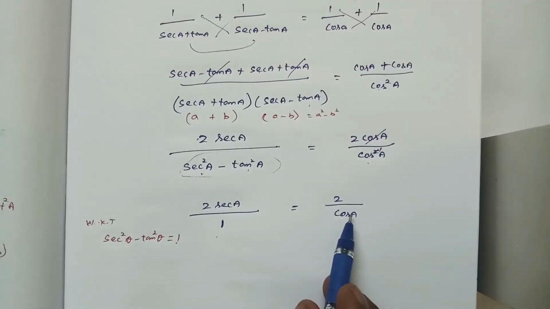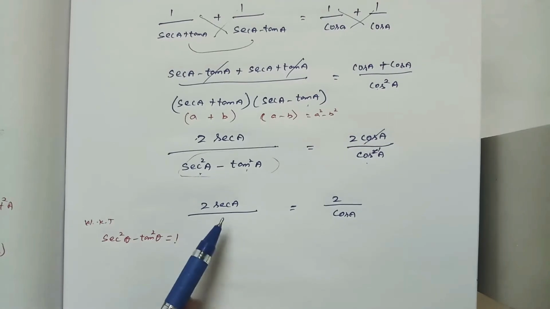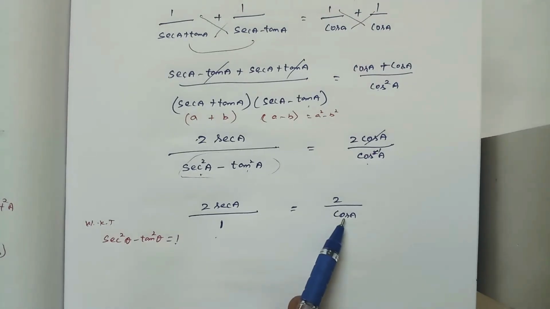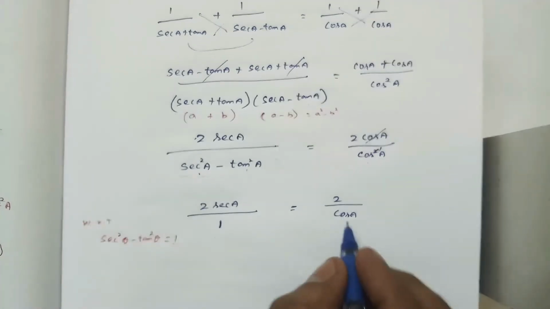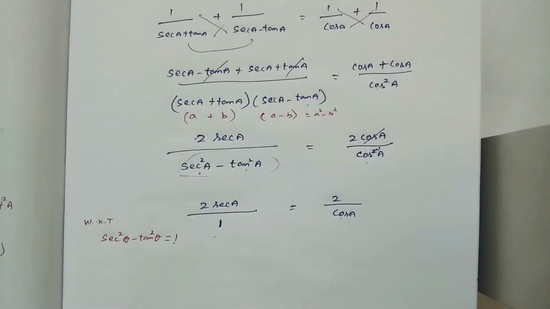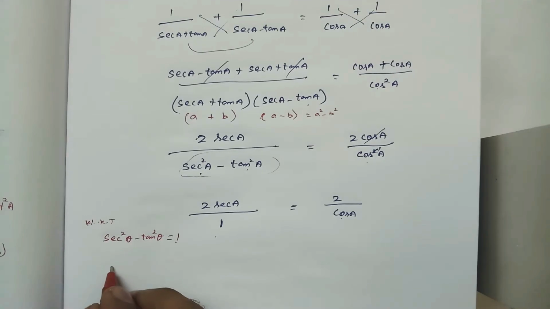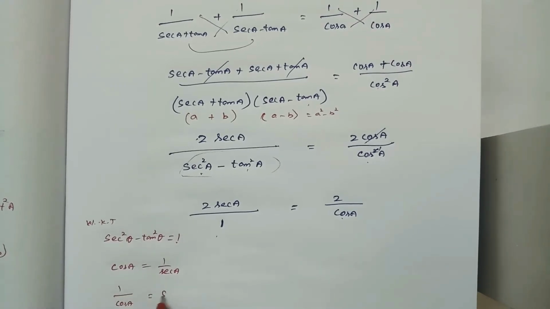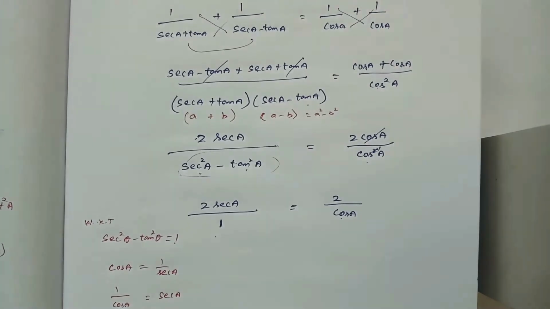LHS is equal to RHS is what we want to get. Shall I convert this cosec in terms of cos a, or you can convert this cos a in terms of cosec? I'm converting this cos a in terms of cosec. Already we know that cos a is equal to 1 by cosec, and 1 by cos a is equal to cosec.